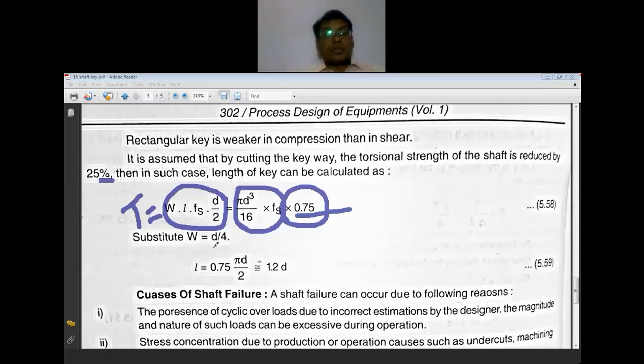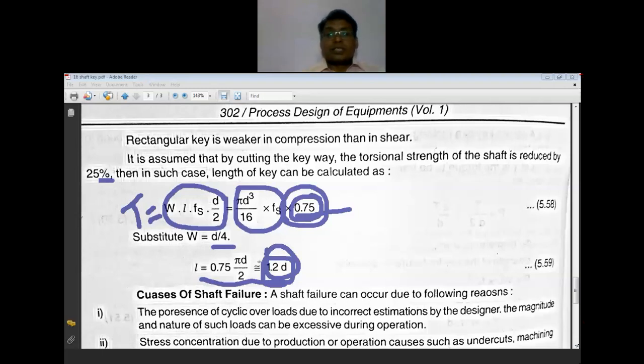So substituting W equal to d by 4, it comes as 1.2 times the d, whereas we already talked about 1.5 times the d. There we had not taken into account the reduced strength of the shaft. When the shaft strength is reduced to 75%, the length of the key is also adjusted: 1.5 divided by 0.75, which comes as 1.2.